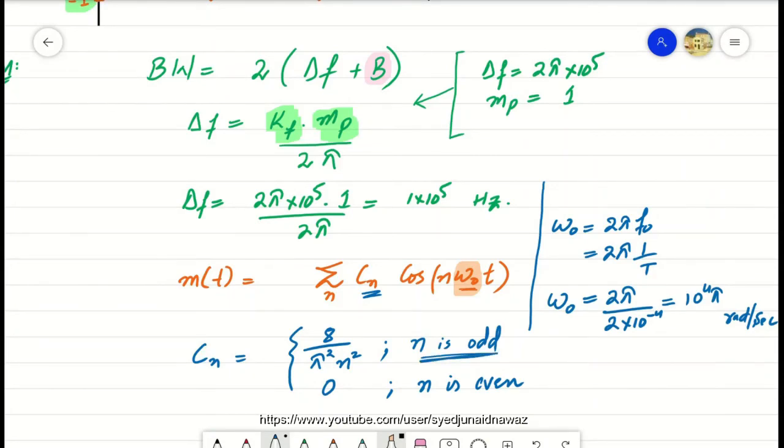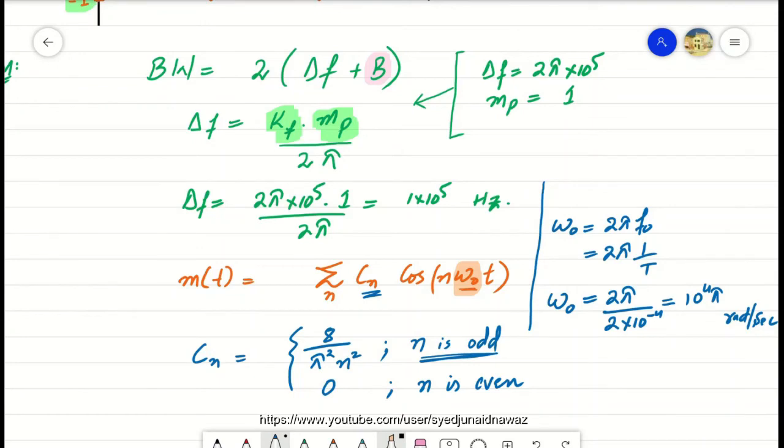While with an increase in the value of the index of harmonics, that is n, a rapid decrease in the power of these sinusoids can be observed here. That is, for n equal to 1, we have Cn equal to a sufficiently large number, while if we increase the value of n here, for example 3, then the square of 3 is equal to 9, and 8 divided by 9 is a smaller number.